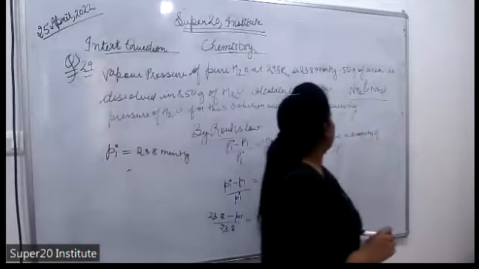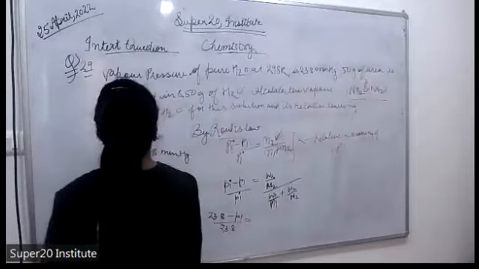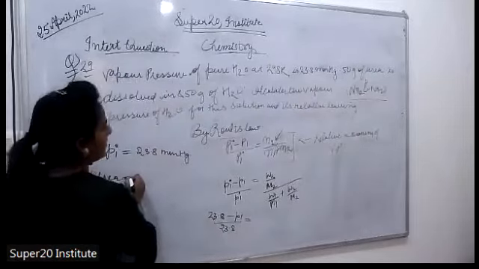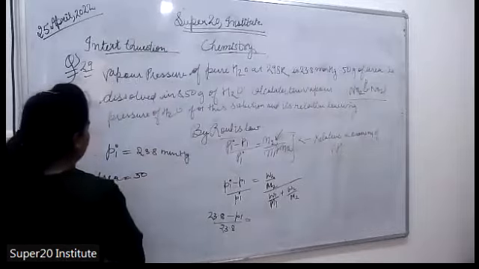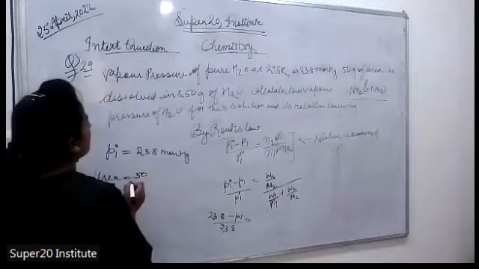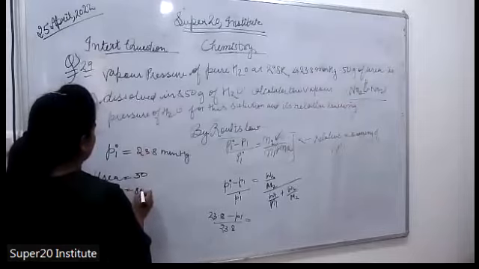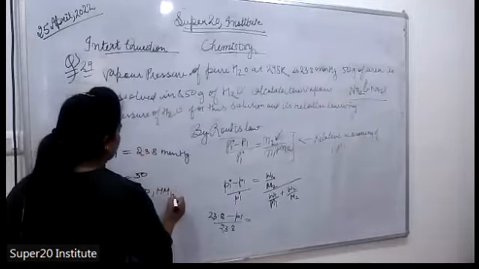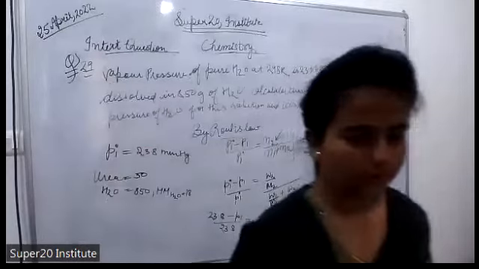Okay. Now given mass of water is 50 gram. Urea का mass आपको given है. Given mass of urea, that is 50 gram. And given mass of water will be equals to 850 grams. Okay. And what is the molar mass of water? Molar mass of water will be 18.